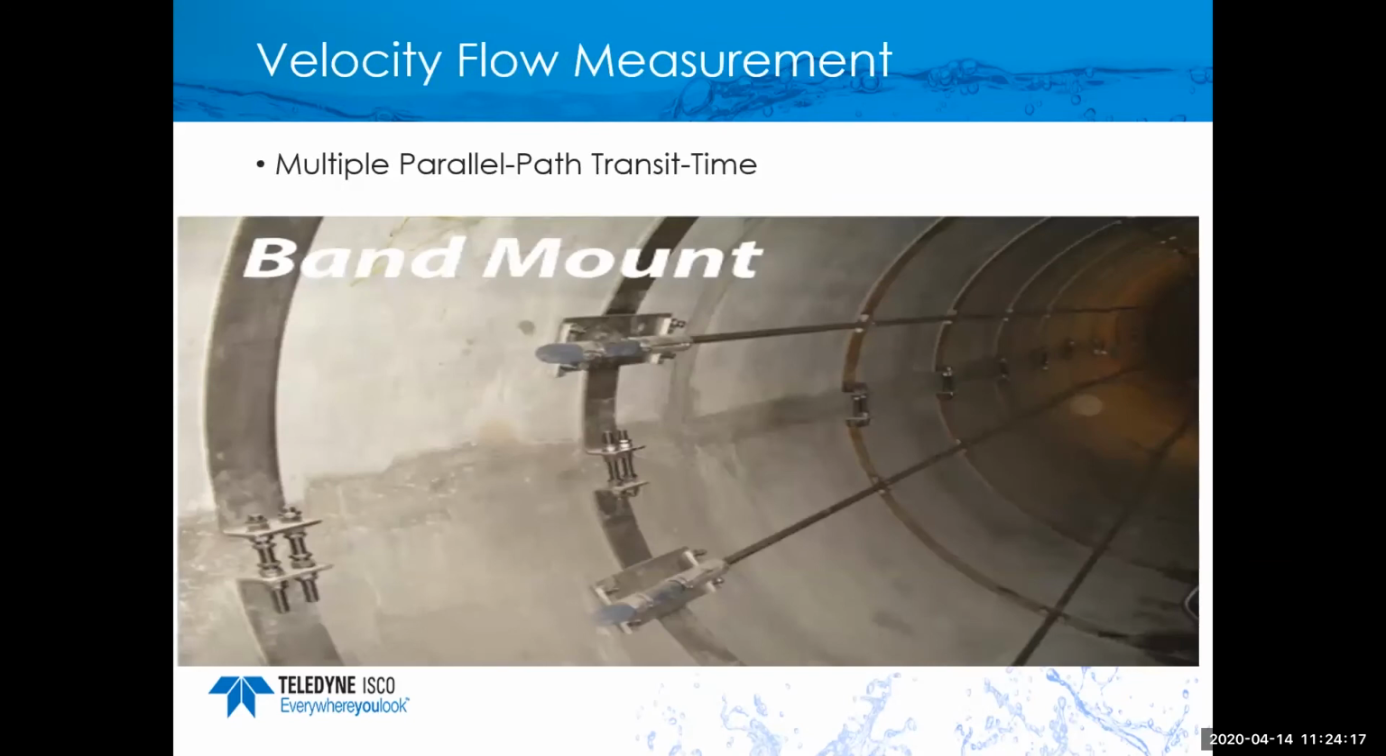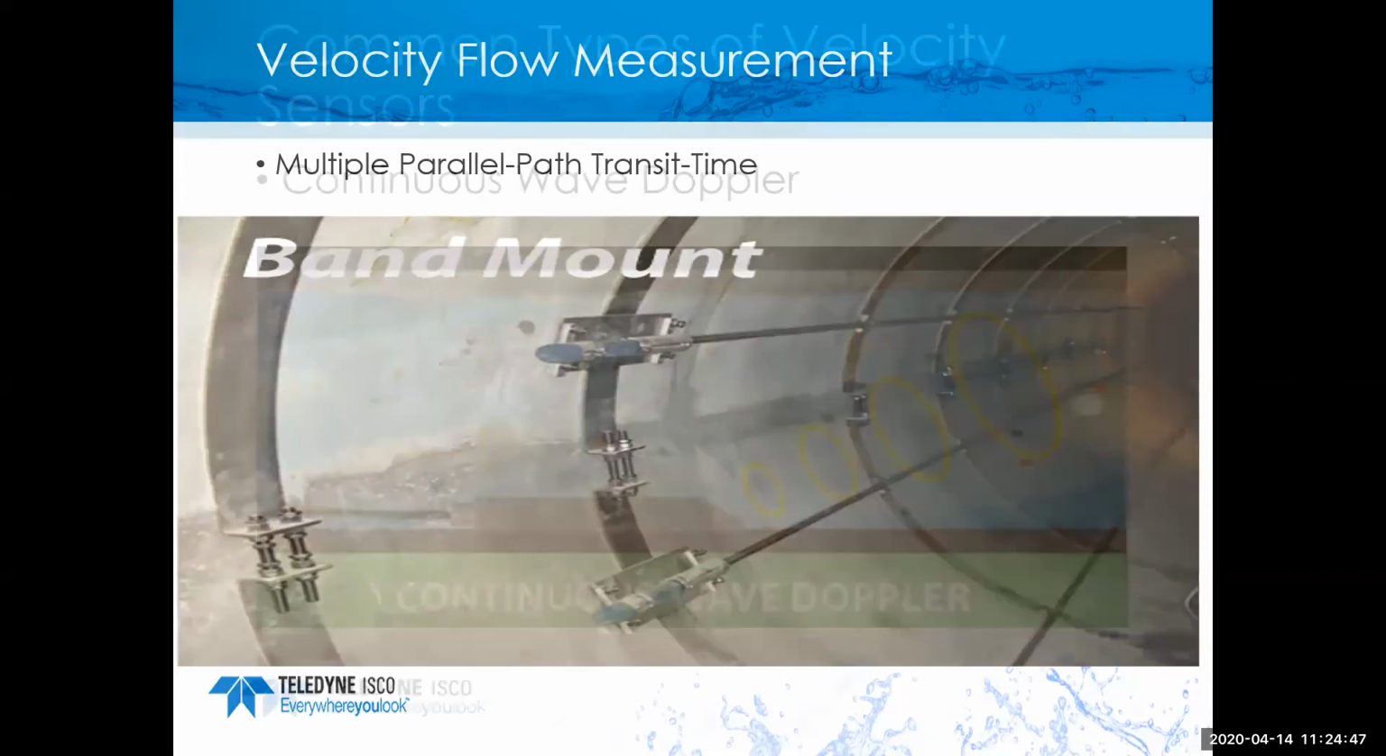Another way to read velocity is the multipath transit time. The way this works is you have parallel paths mounted in the channel, which transmit an acoustic sound wave that is measured by the sensor on the opposite side. This can read both forward and reverse velocities depending on the frequency shift that it sees when it transmits the signal.